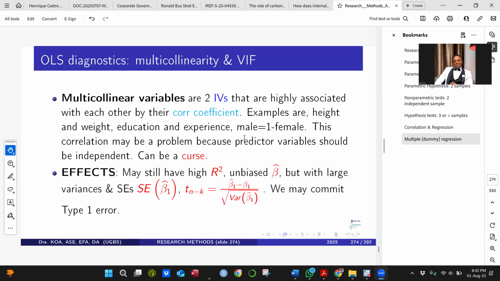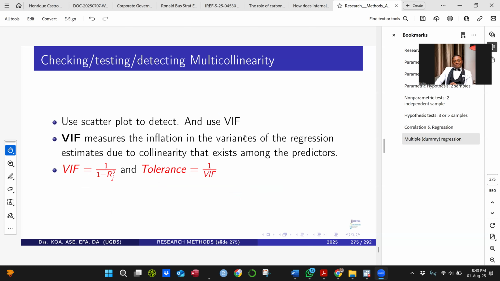So what do you do? First, check the variance inflation. Check the variables. Check whether any of these independent variables are exhibiting multicollinearity. How do you check it? You use something called a scatter plot. That's number 1. 2, you use something called the variance inflation factor. 3, you use something called the tolerance level. You get questions on all this, so take note. But the major one we are going to look at is the variance inflation factor.